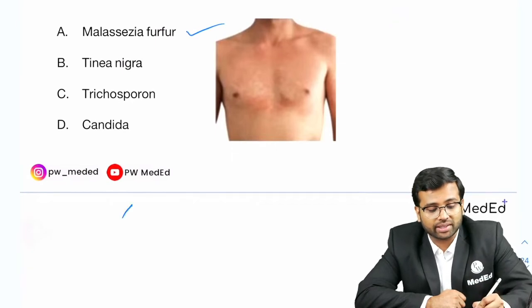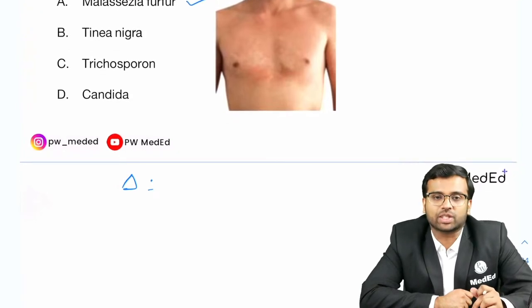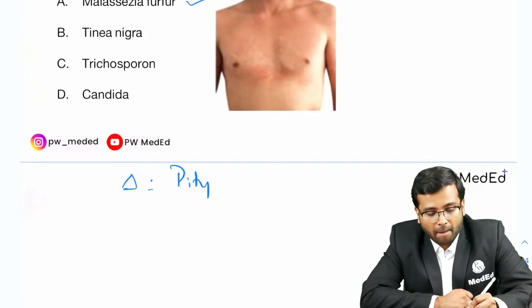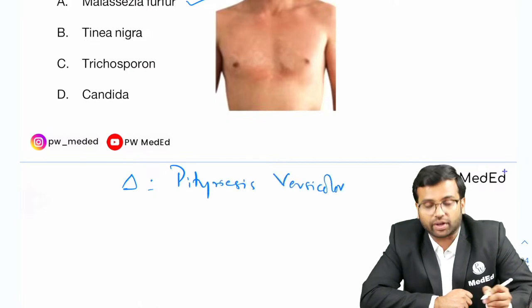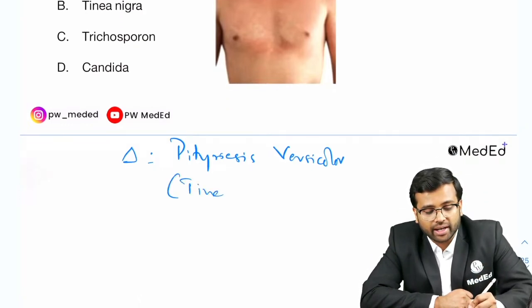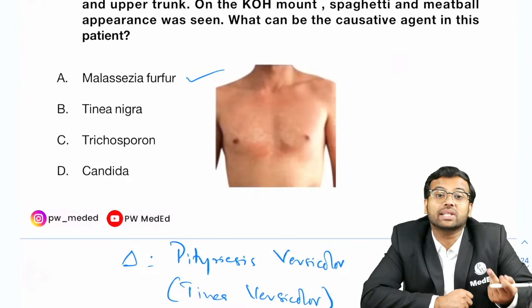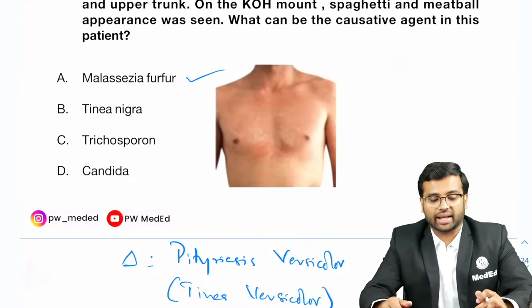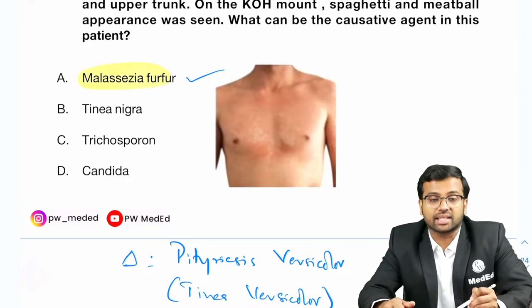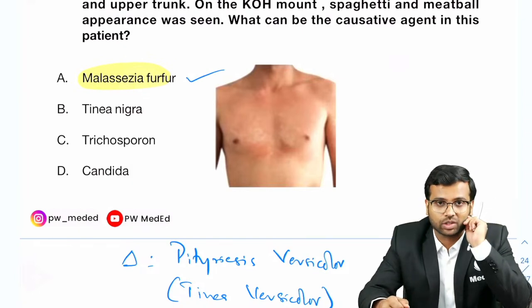Now, please tell me, what is the diagnosis here? This is a fungal infection, which is called pityriasis versicolor. This is also called tinea versicolor. And this is an infection that is caused by a commensal yeast, which is present in all of us. This commensal yeast is also called Malassezia furfur. It is sometimes also caused by Malassezia globosa as well, isn't it?